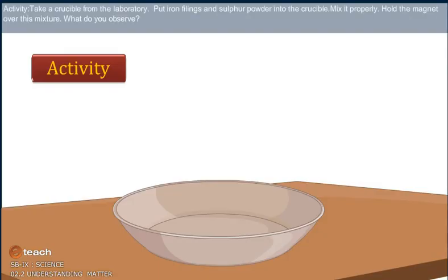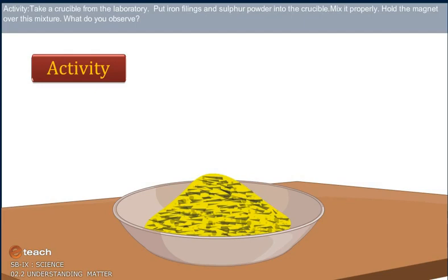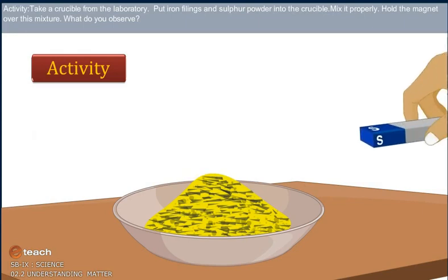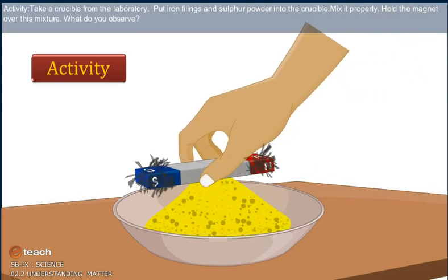Activity. Take a crucible from the laboratory. Put iron filings and sulfur powder into the crucible. Mix it properly. Hold the magnet over the mixture. So students, what do you observe?